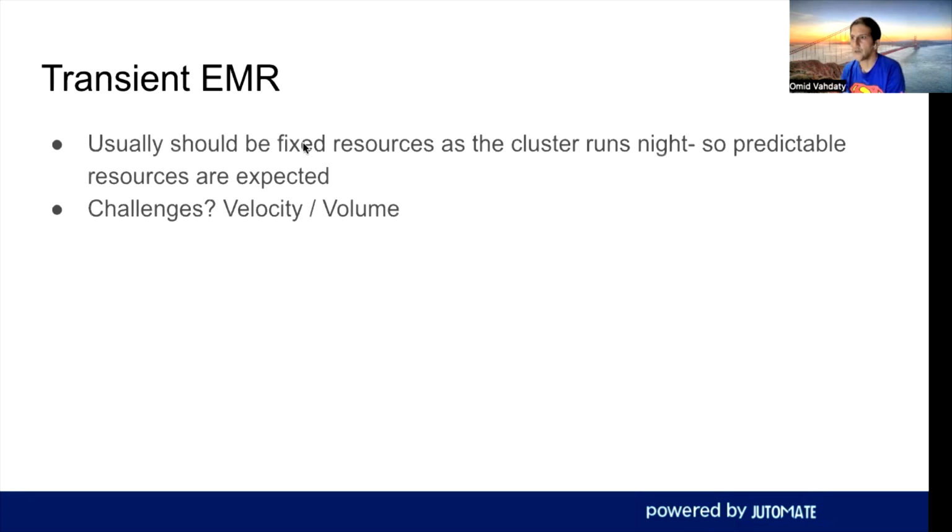A transient cluster is usually fixed in resources as the cluster runs nightly, so predictable resources are to be expected. The challenges are usually around predicting the volume and velocity of your use case. Is this use case clear before we proceed?